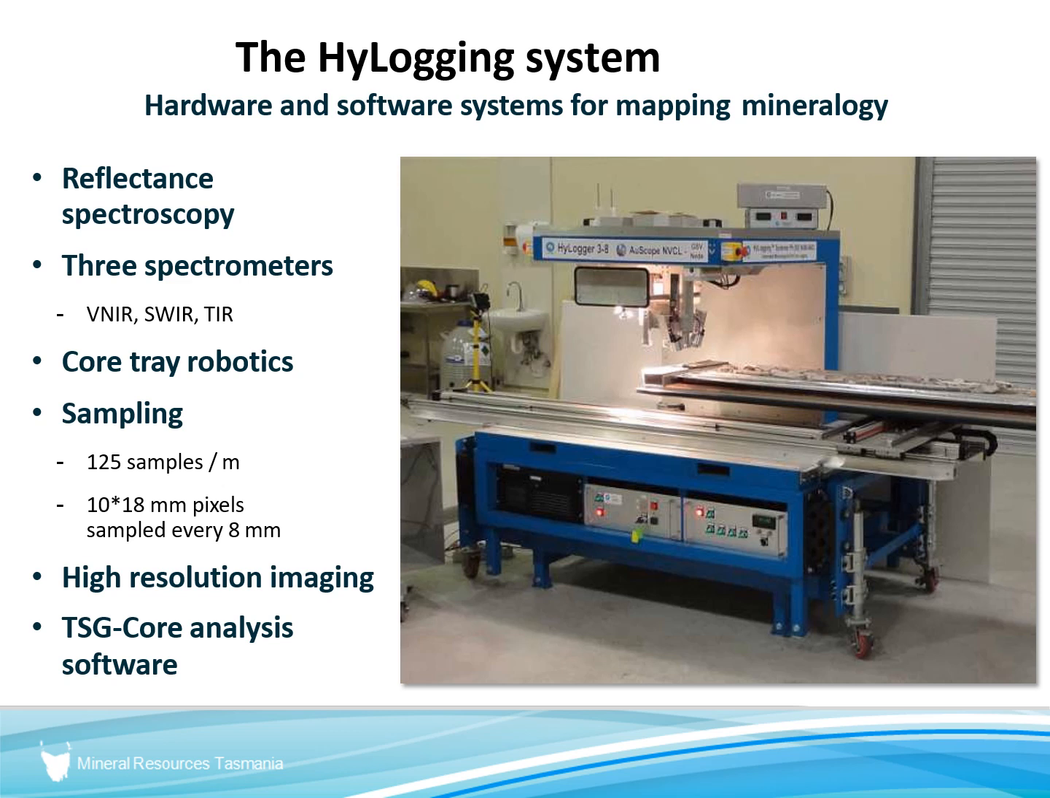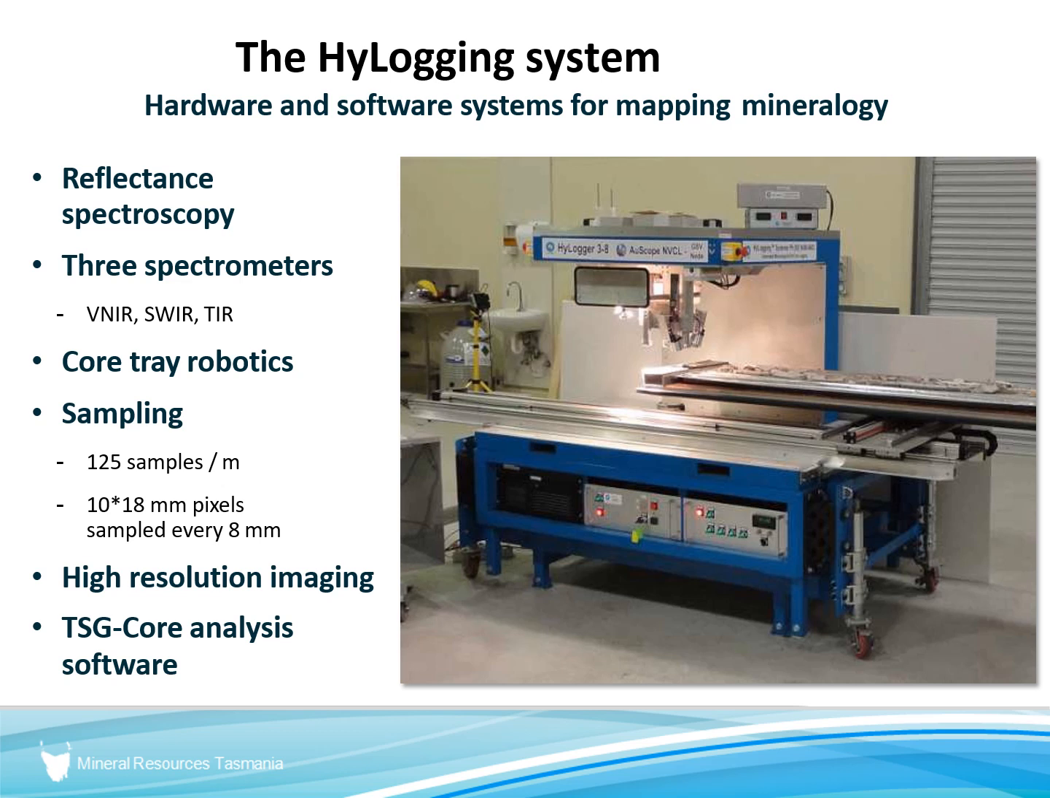The HyLogging system is not an imaging system. It just scans a single line down the middle of the core about 1 centimetre wide. It shines infrared light on the core, and it reflects off the core to 3 spectrometers, a visible and near infrared spectrometer, a shortwave infrared, and a thermal infrared spectrometer.